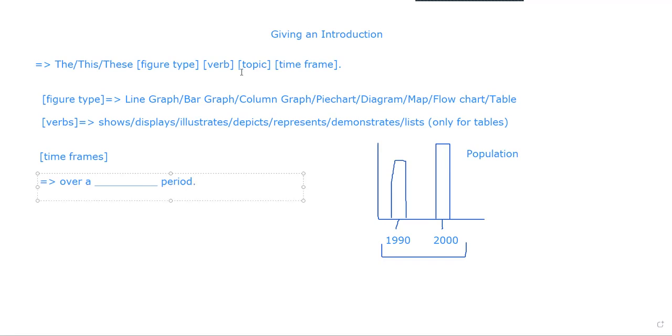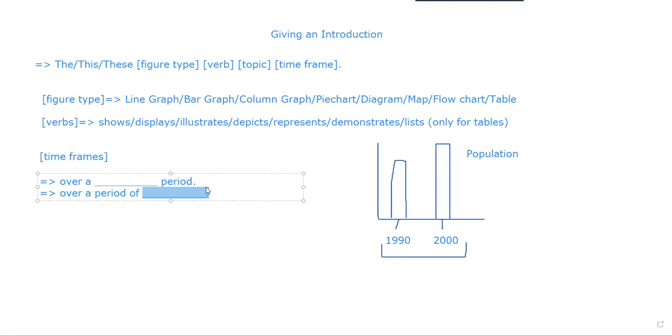You can also say the same exact thing differently with a different expression. For example, you can say over a period of, and now you put the duration of 10 years. In this case, it would be plural.